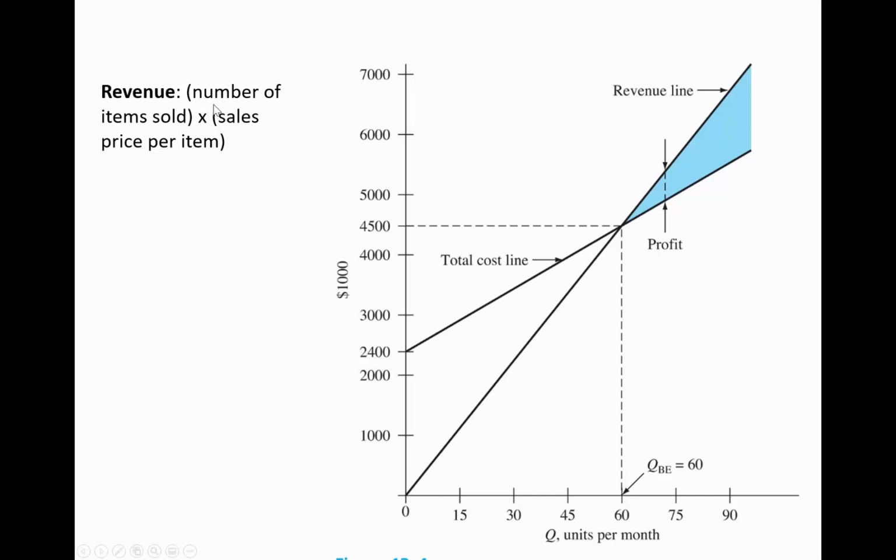So just a couple of review items here. Revenue is your price per item multiplied by the number of units sold. So that's the money that's coming into you. And at the break-even point, your revenue and your costs are equal.